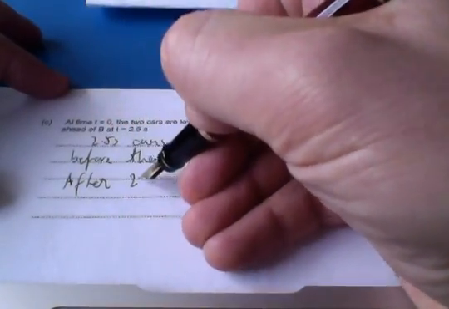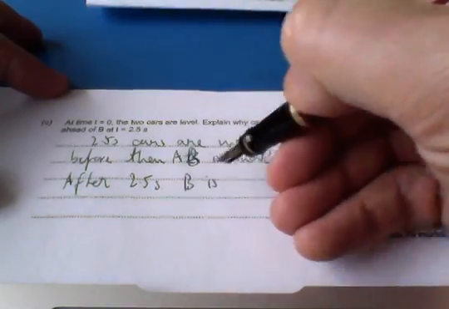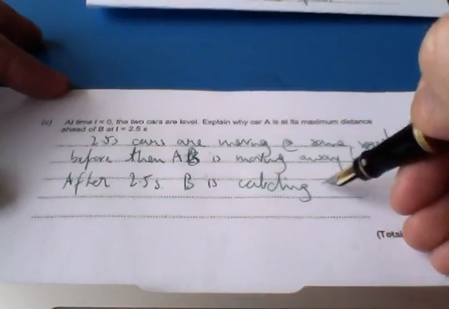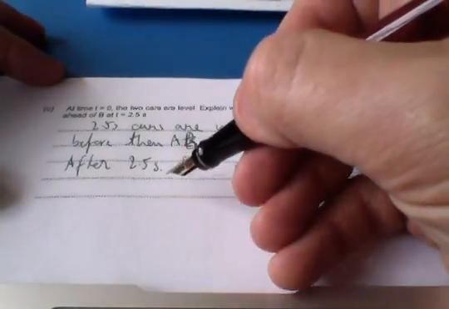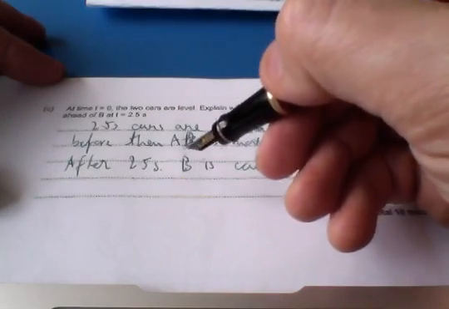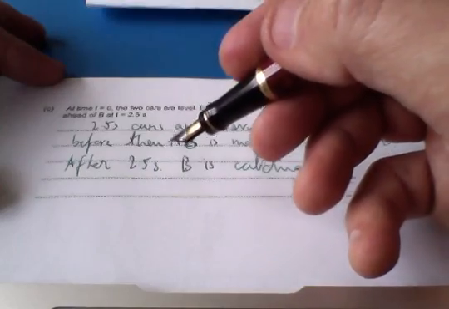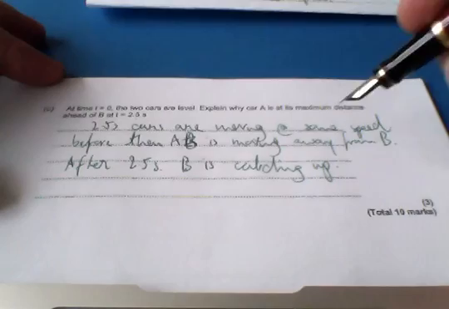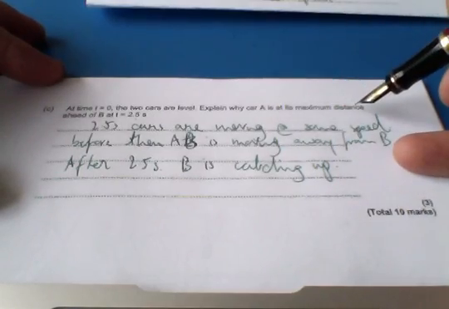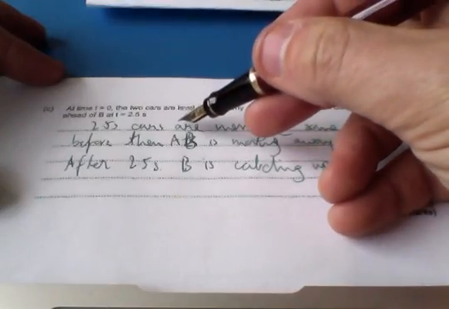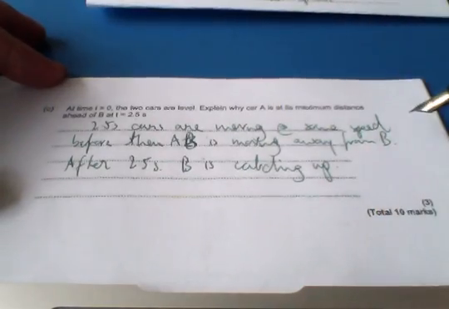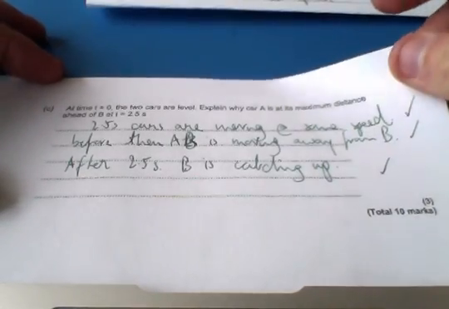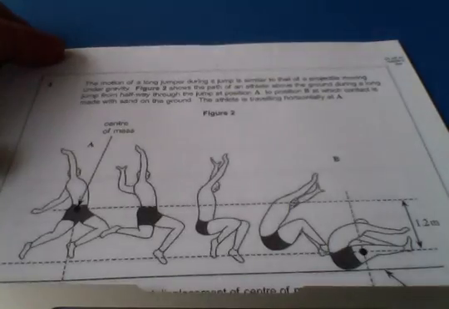After 2.5 seconds, B is catching up. So therefore, the greatest distance will be at that point, because A has been travelling faster than B for the entire time. So why is A at a maximum distance away from B? Because before 2.5 seconds, A has been moving faster than B. So it's constantly grown in its distance. So those are the 3 points you'll be given there. Okay, so far so good. They like to give you a slow warm-up to these questions.